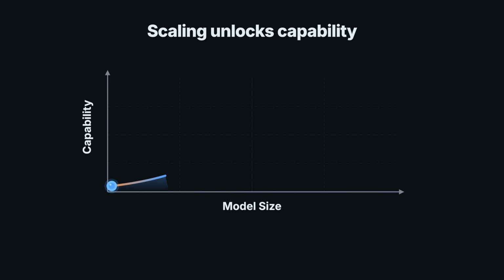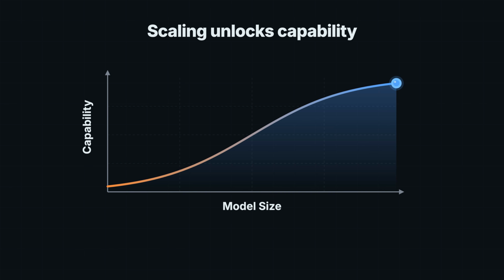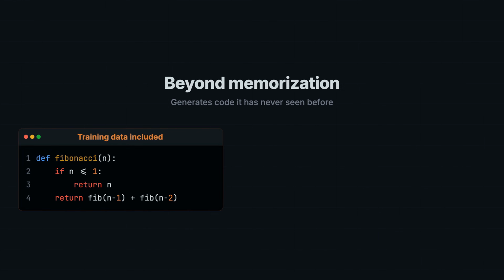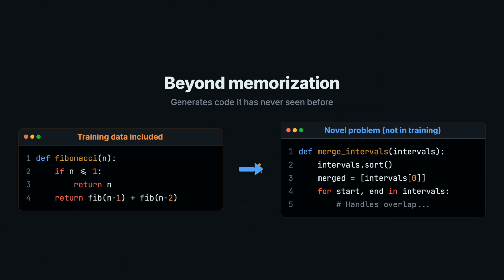Researchers found that scaling up doesn't just improve existing tasks. Larger models start performing well on tasks they were never explicitly trained for: translation, coding, multi-step reasoning. A small model auto-completes your sentences. A very large model writes working code, translates languages, and reasons through complex problems. Bigger models do more. That much is very clear, even if researchers still debate exactly why the jump happens. To be clear, GPT-4 can write Python because its training data included enormous amounts of code. What's impressive is how well it generalized, writing correct code for problems that never appeared in its training set.